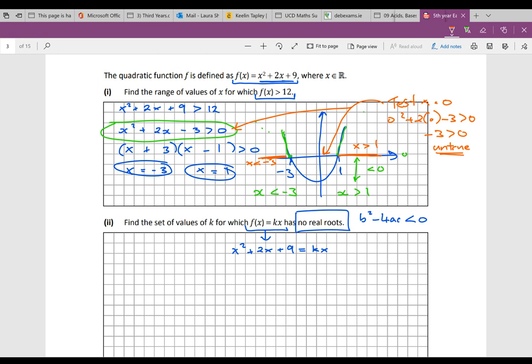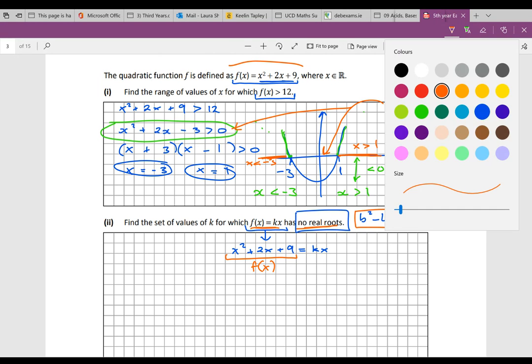Right, the next one: find the set of values of k for which f(x) has no real roots. No real roots, for starters, that should be the very first thing you write down: b squared minus 4ac is less than 0. You are also given this, f(x) is equal to kx. This is f(x), you were told it at the start: f(x) is equal to x squared plus 2x plus 9, is equal to kx.